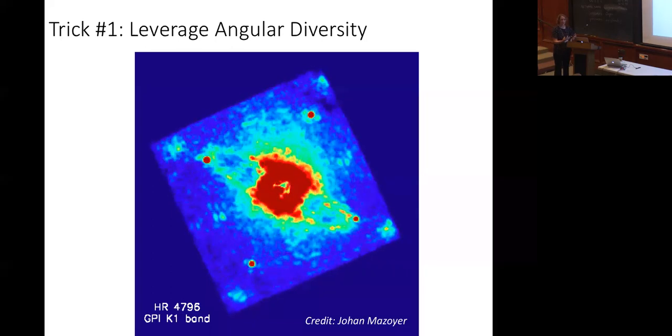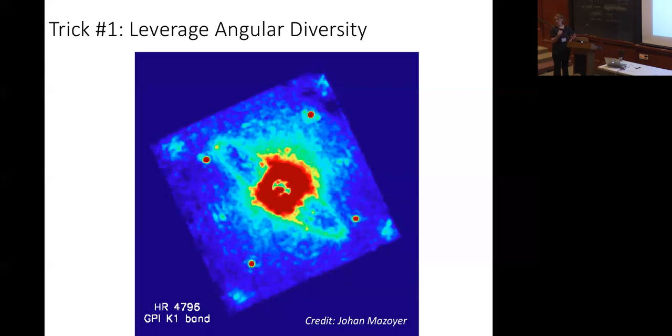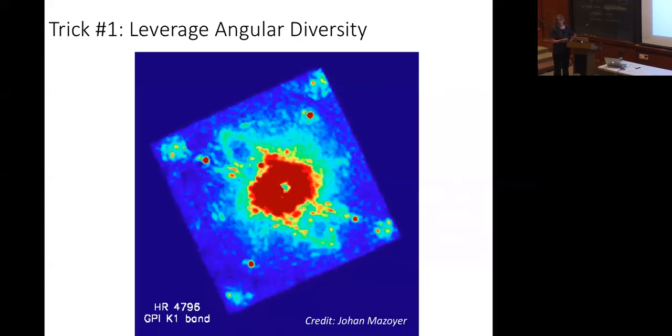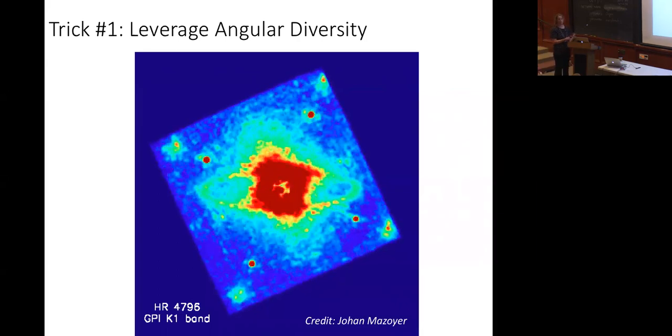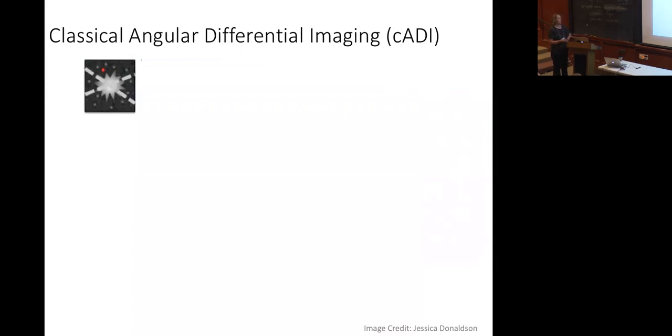artifacts that are induced by the variable atmosphere, by the optics of the telescope, are static in what we call the instrument frame. But real astrophysical objects rotate with the sky. So we can leverage this rotation in order to separate real signals from potential false positives. The classic way to do that is using a technique called angular differential imaging. And I think the easiest version of angular differential imaging to understand is classic angular differential imaging.